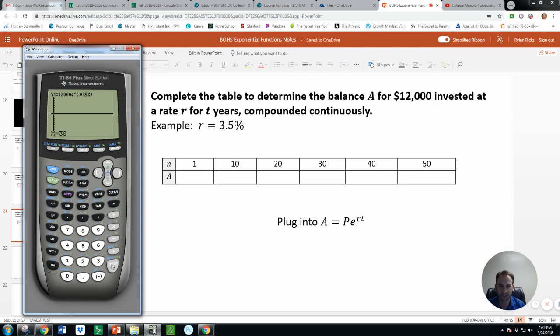Notice I can go 30. I think I skipped 20, but 30, 40, 50, you could type them in very, very quickly. So it's a really handy way to evaluate functions. Type them in like they're a graph, and then you can type those values in really quickly.